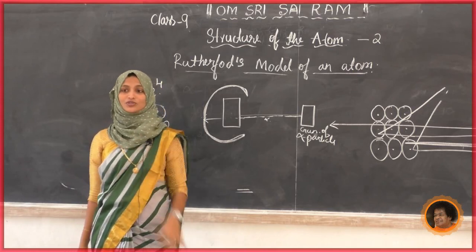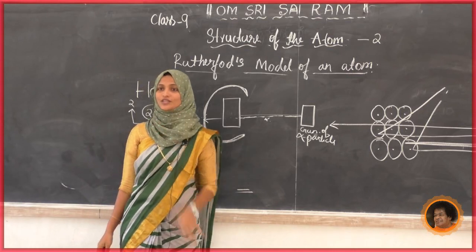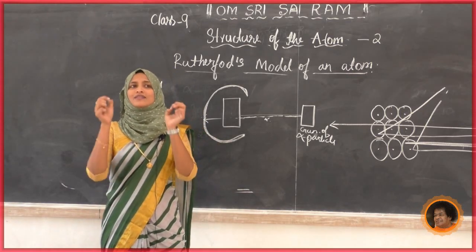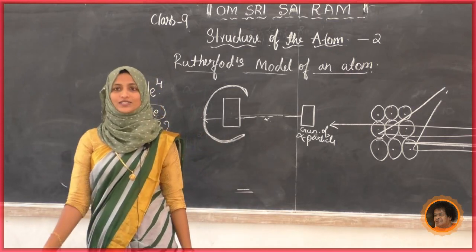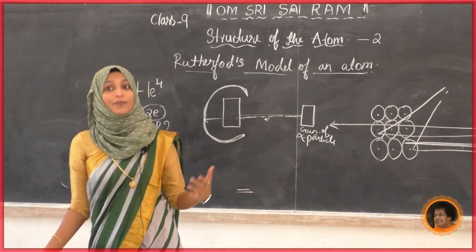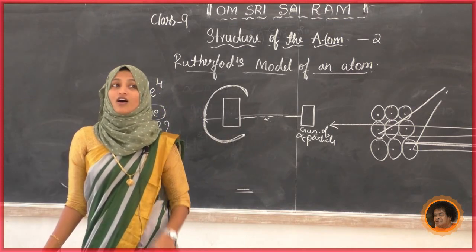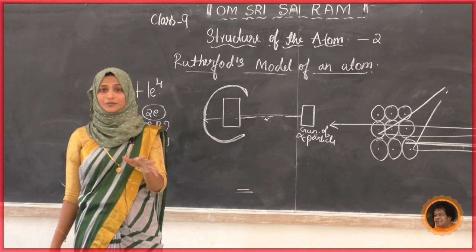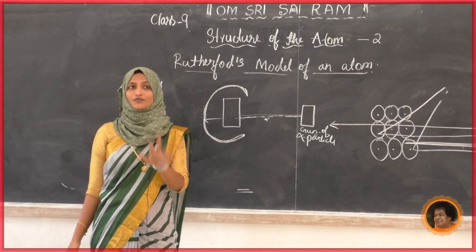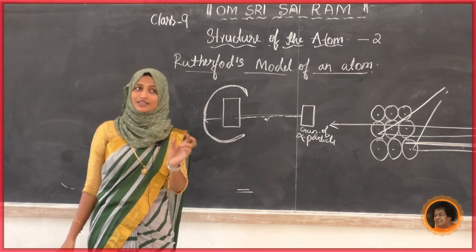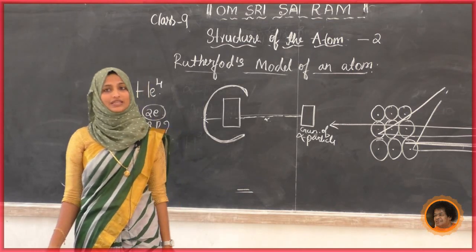So one more conclusion, now for the third observation, what is that? Yes, a very small fraction of alpha particles were deflected by 180 degrees. It indicates that all the positive charge and mass of the gold atom were concentrated in a very small volume within the atom.